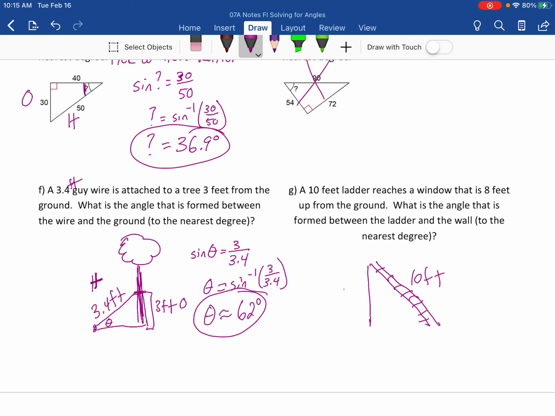All right, we're going to do another one. A 10-foot ladder. We like these ladder problems, don't we? So we have a 10-foot ladder, so I know the ladder is 10 feet, reaches a window that is 8 feet from the ground.